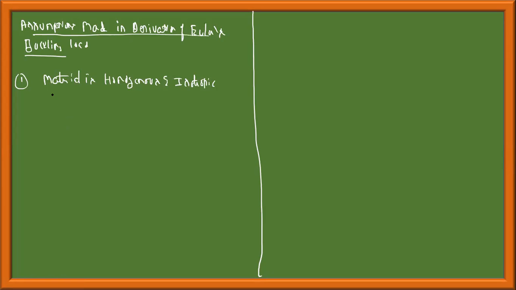Second, the member is perfectly straight before loading, and it is uniform.